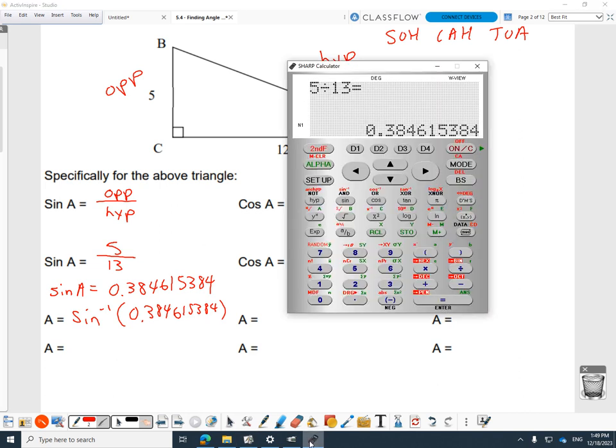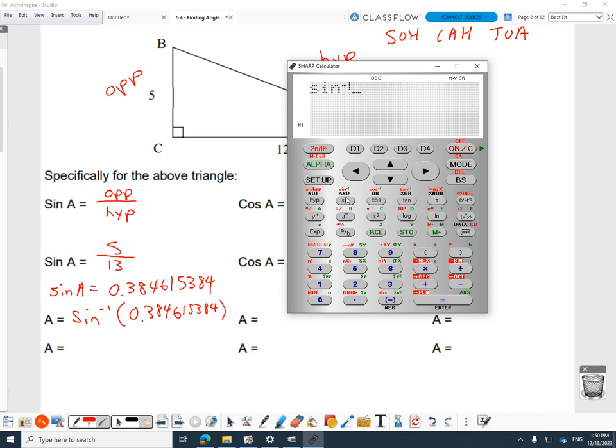So I'm going to hit sine inverse. How do I get to sine inverse? Shift. On your calculator, it's the shift button. On mine, it's second function. And when I hit that, I get sine -1. And -1 means opposite. Undo sine. Don't do sine. Undo sine. Find out what someone signed to get this.